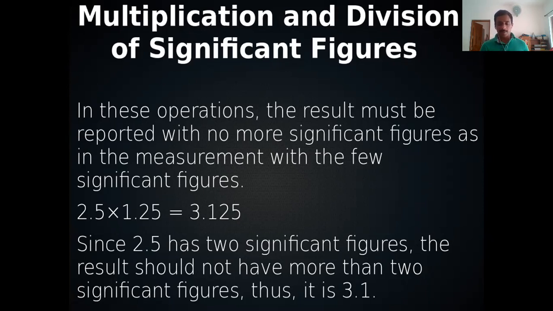So it is about multiplication and division, common for the two. There should not be more number of significant figures in the product than the number which is having the lowest number of significant figures.